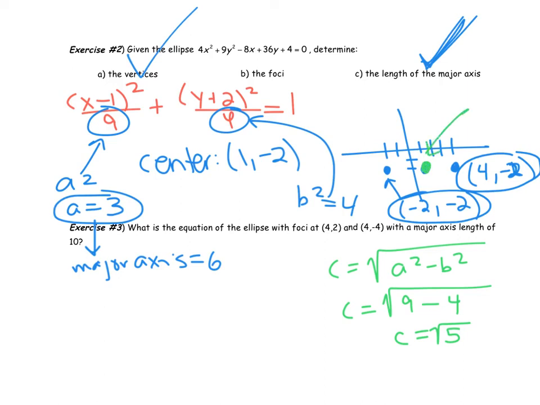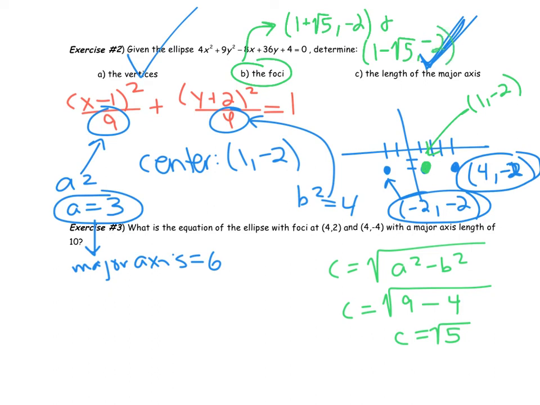The center is at 1, negative 2. Well, my foci are going to be at 1 plus radical 5, comma, negative 2, and my other one will be at 1 minus radical 5, comma, negative 2. So there are my coordinate points for the foci, and we've answered all the questions for this problem.